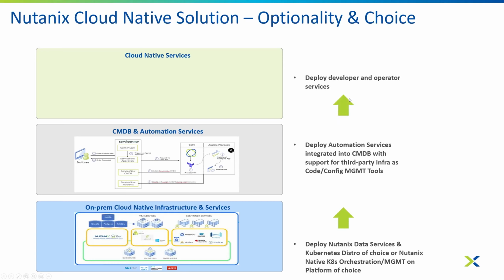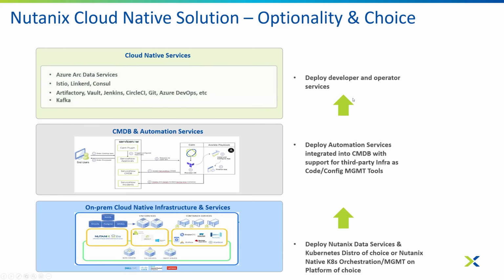In the third step, you now deploy your developer and operator services. And these can be anything from Azure Arc data services, service mesh capabilities from Istio, Linkerd, Consul, CI/CD services, Artifactory, Jenkins, Git, Azure DevOps, etc. And of course, telemetry with Kafka, Prometheus, etc. Very, very important to bring all this together in one cohesive solution.